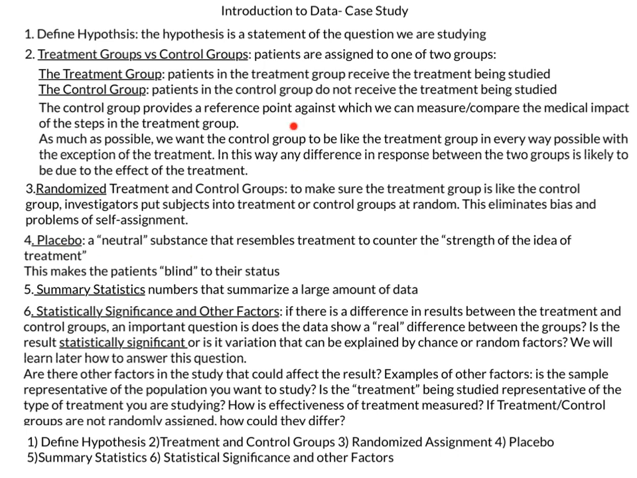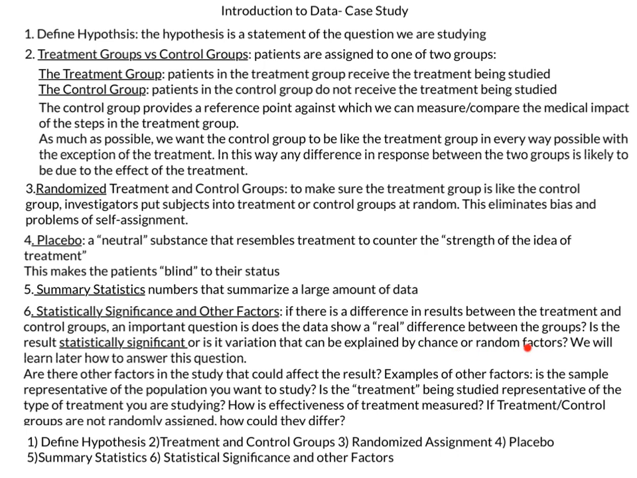Once we've done our study, we can have summary statistics, which are numbers that summarize a large amount of data. And from our summary statistics, we are tempted to draw a conclusion. But for our conclusions, we need to see if they're statistically significant and if there are other factors that might explain the difference in effectiveness in the treatment or control group. That is, if there's a difference in results between the treatment and control groups, an important question is, does the data show a real difference? Or is the result statistically significant? Or is it variation that can be explained by chance or random factors?